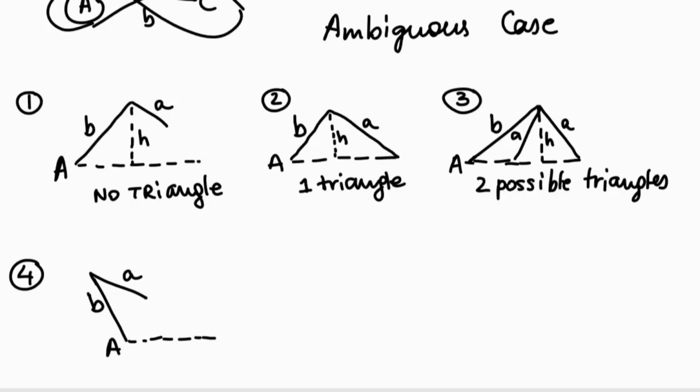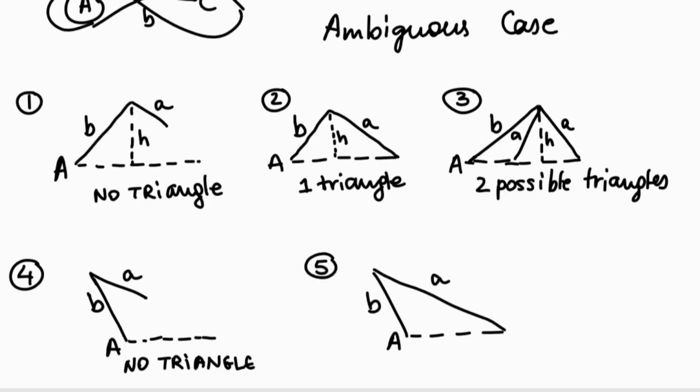In number 4, the angle A is obtuse, and if side A is shorter than B, or it may be equal to B, in both cases there will be no triangle formed. So whether A is shorter than B or equal to B, there will be no triangle. When angle A is obtuse and A is longer than B, there will be one triangle formed.